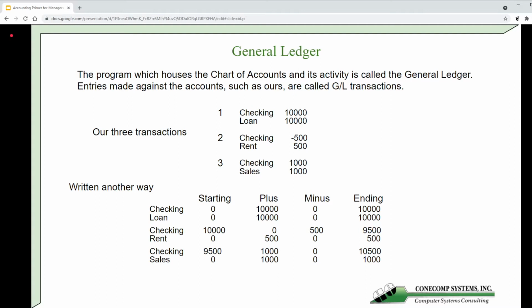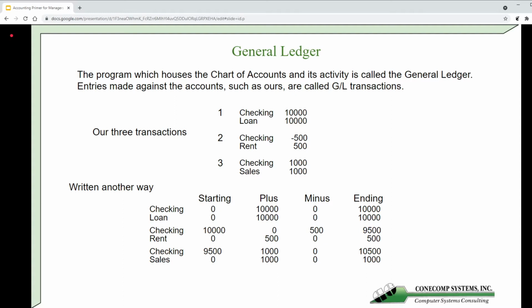The same 3 transactions as up on top, but written the way an accounting system would think about it. If you look, they're the same 6 lines, but they show the starting value, then how much was added to that account, followed by how much was subtracted from the account, and then the ending value. So we see in the first one, checking and loan both started at 0, both went up by $1,000, they didn't go down by anything, and they both ended at $1,000.